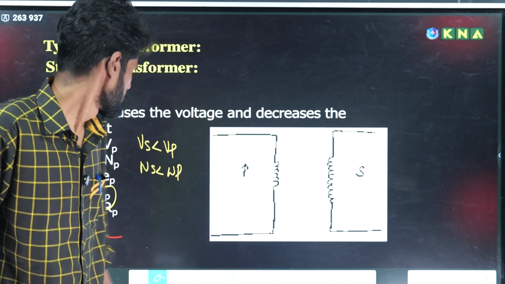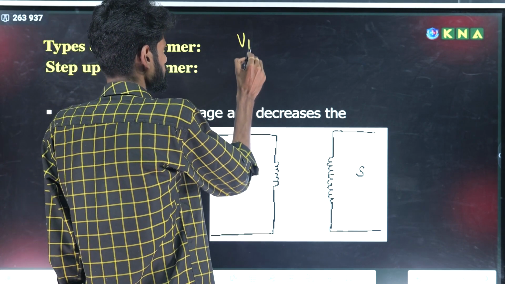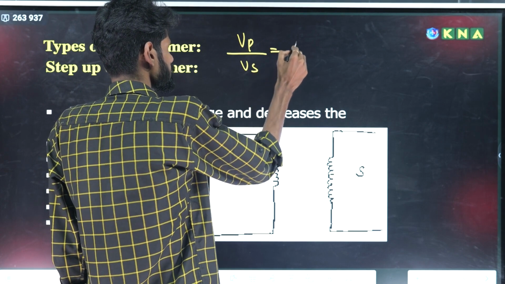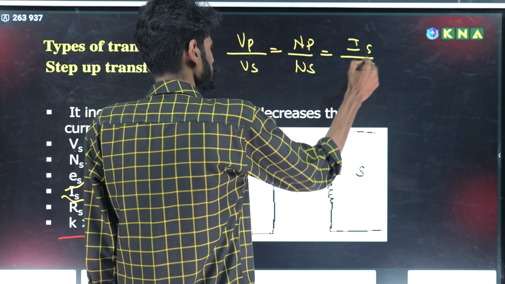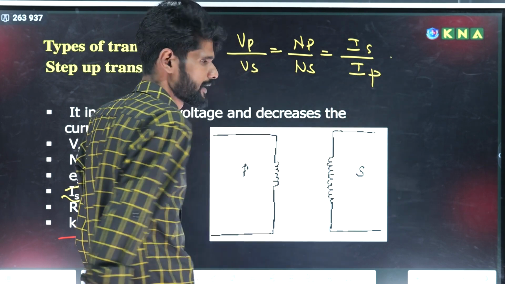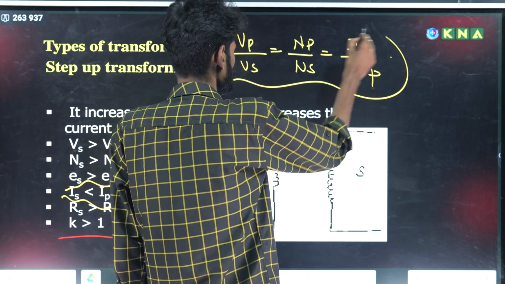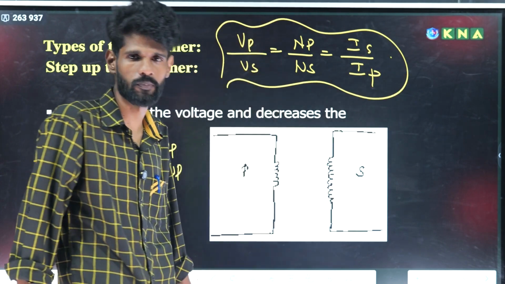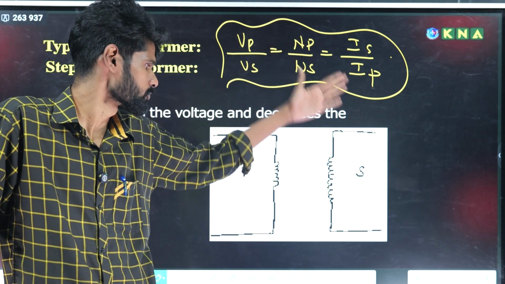So that is the transformer. But for the transformer, questions come like this: voltage across primary by voltage across secondary, number of turns in primary by number of turns in secondary, that is equal to Is divided by Ip. Just use these equations. Direct questions ask for the efficiency of the transformer, which is output power divided by input power. Direct questions will come using only these formulas.